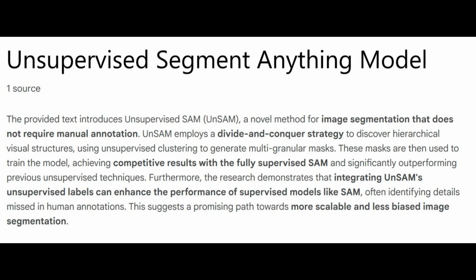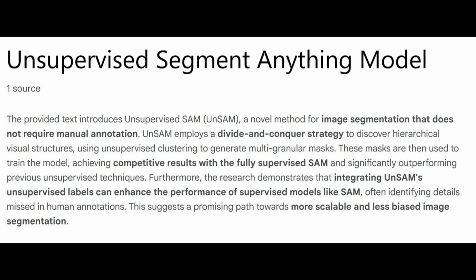Well, UNSAM tackles this problem with a clever two-step process. It's almost like how our own visual systems work. It starts by using an existing method called Cutler to make initial guesses about the objects in an image. So it's like quickly sketching out the main shapes in a scene before filling in the details. Exactly. That's the divide stage. Then it moves on to the conquer stage.